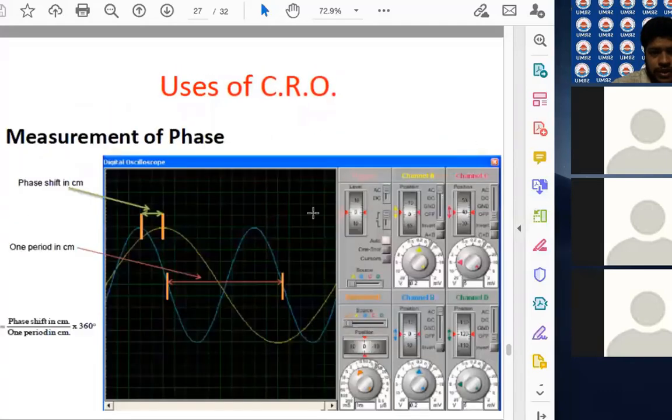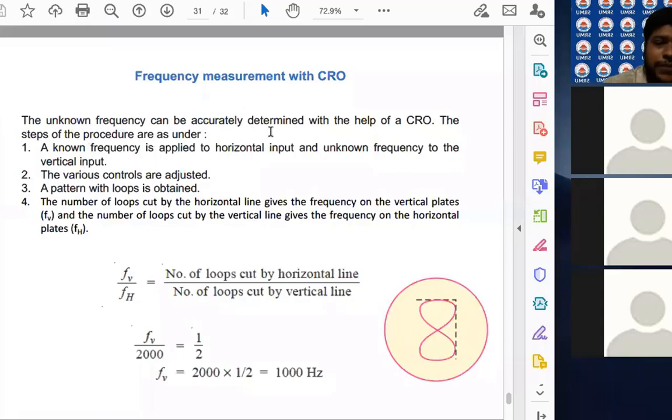So the unknown frequency can be accurately determined with the help of CRO. The steps of the procedure are as under. क्या करेंगे? एक known frequency. A known frequency is applied to horizontal input and an unknown frequency is applied to vertical input. दो इनपुट है जिसमें अप्लाई. The various controls are adjusted. मतलब क्या कि जब हम लोग CRO करते हैं, कुछ भी सिग्नल देते हैं, तो उसको हमको डिफरेंट नॉब से ऐसे एडजस्ट करना होता है कि स्क्रीन पे प्रॉपर्ली सिग्नल दिखे.